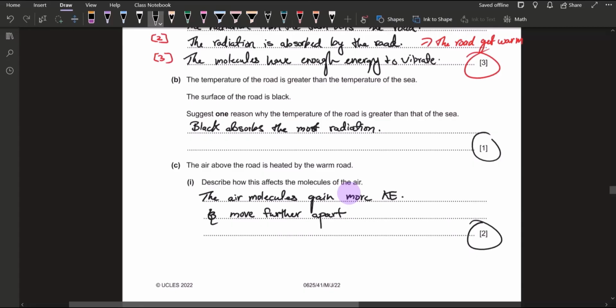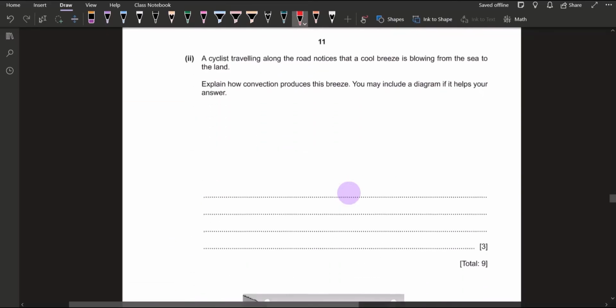And we'll get 2 marks for this. 1 mark for the first statement and 2nd mark for the second statement. Part 2 says a cyclist along the road notices that a cool breeze is blowing from the sea to the land. Explain how convection produces this breeze. You may include a diagram if it helps your answer.